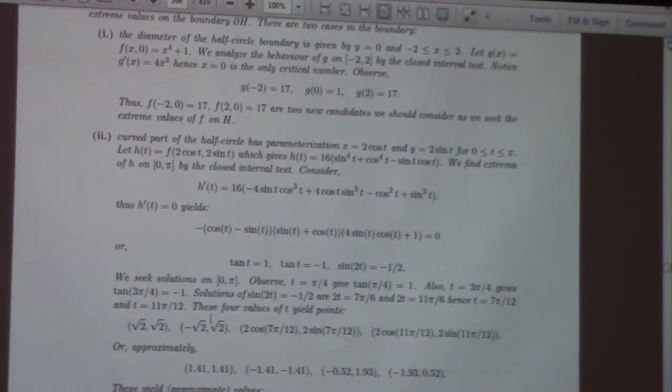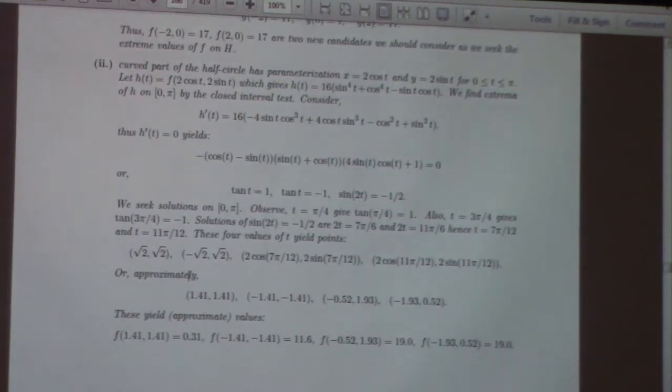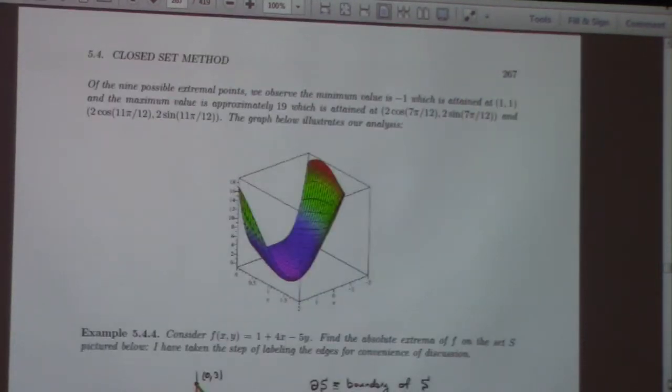And then I have them all. I have all three. I have the interior of the half circle. I've got the curved part. I've got the diameter. And then I can see of the 9 possible extremal points, the minimum value is minus 1. It's attained at 1, 1. Maximum value of 19 is attained on the boundary at 2 places, those 2 points.